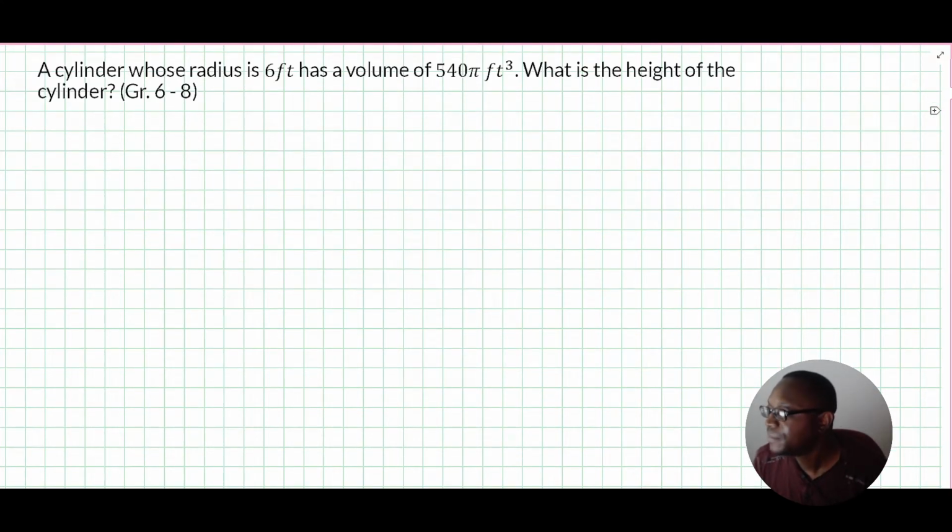Next problem, 6th graders, we're looking at a cylinder whose radius is 6 feet and has a volume of 540 pi cubic feet. What is the height of the cylinder?